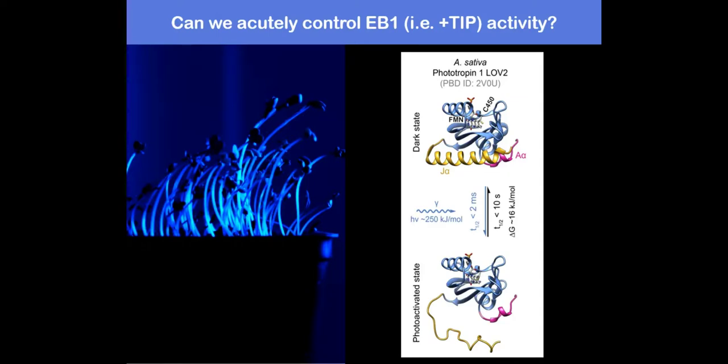Upon absorption of a blue light photon, the major conformational change is an undocking and unfolding of the J-alpha helix at the C-terminus of the LOV domain.